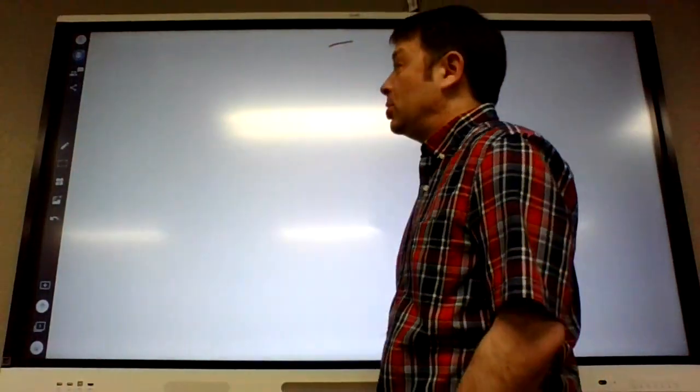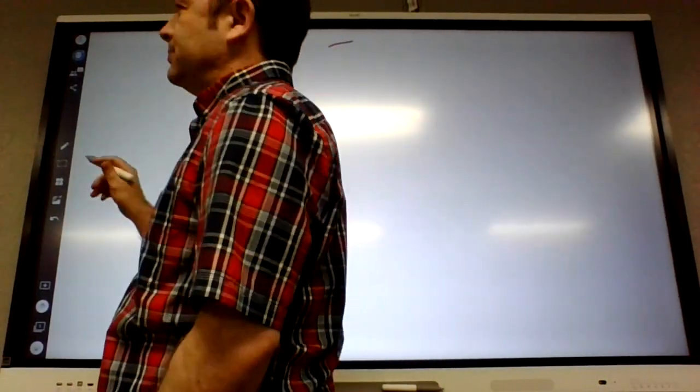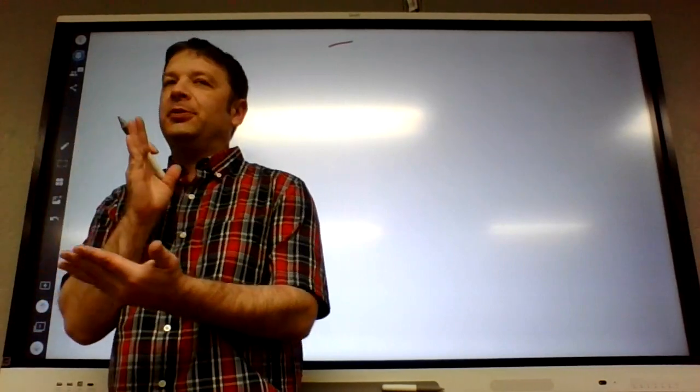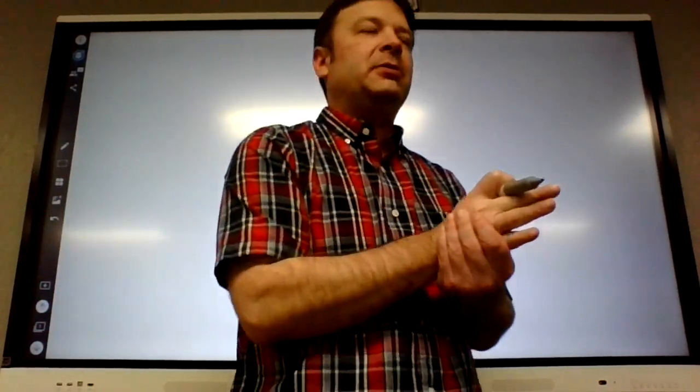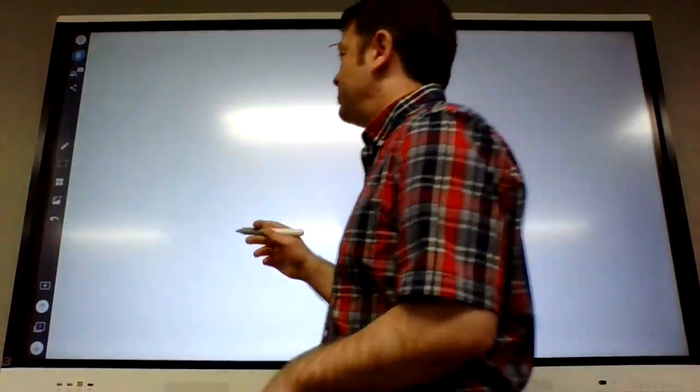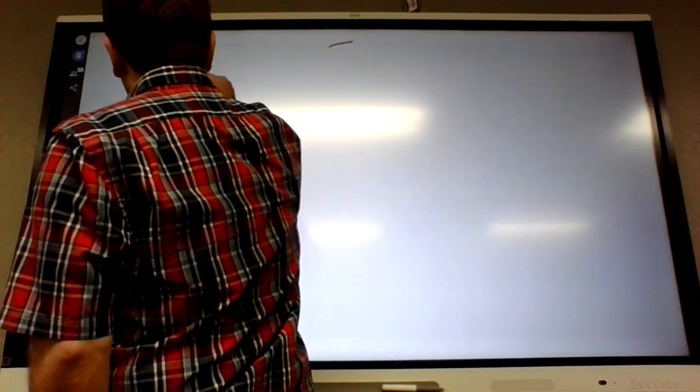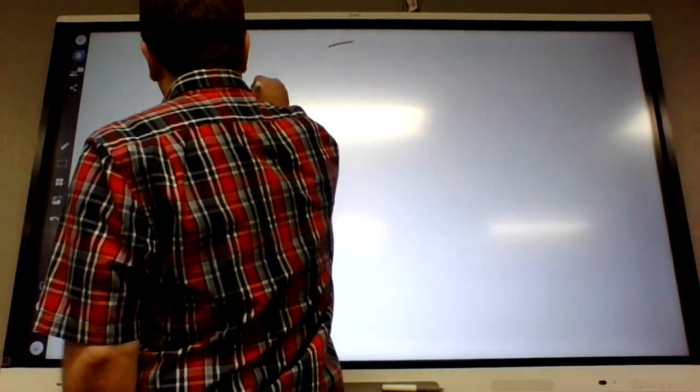Formulas that we should know. Starting with, we'll do it in order. We did prisms. How do we do prisms? Perimeter of the base times the height. Okay, that gives you the lateral area.